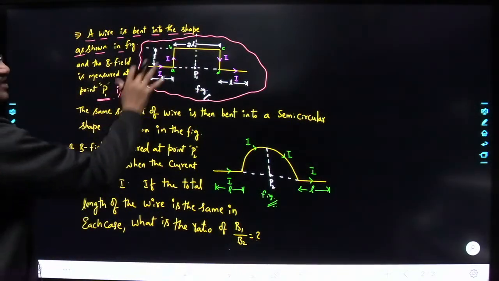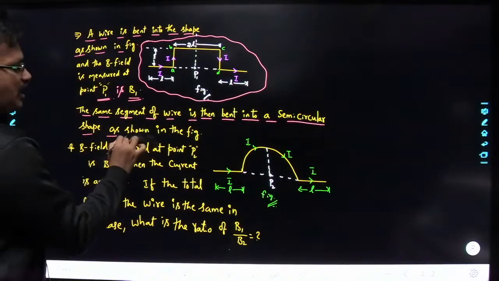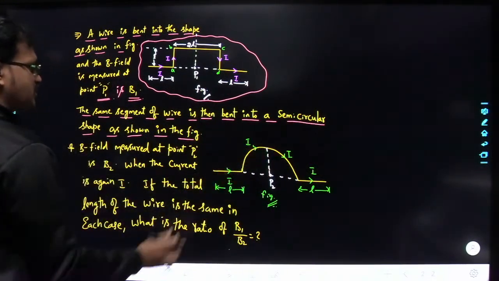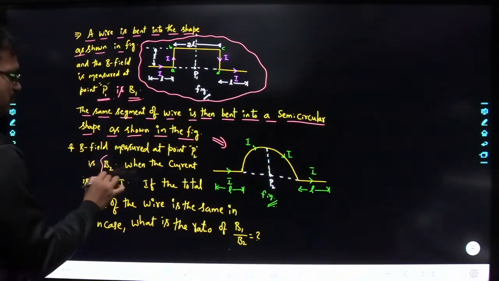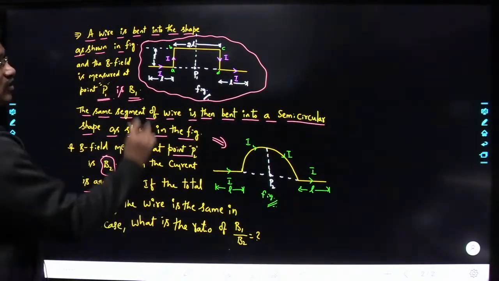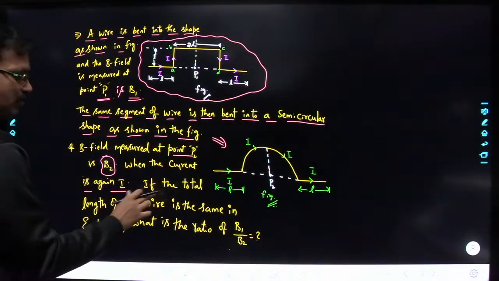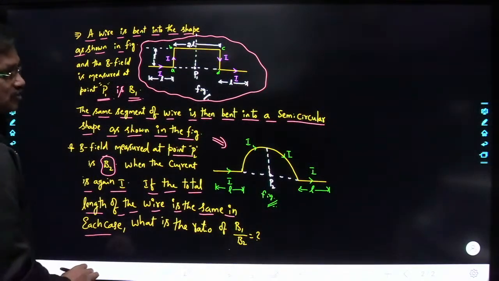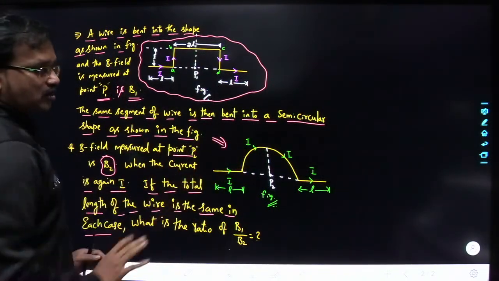The same segment of wire is then bent into a semicircular shape as shown in the figure. And the B field measured at point P2 is B2, when the current is again I. So whatever current is flowing here, the same current is flowing here also. Understood? Next, if the total length of the wire is the same in each case, then whatever length of wire we are considering here, the same length you have to consider here also.